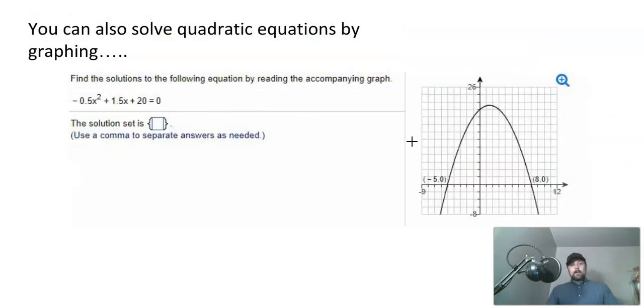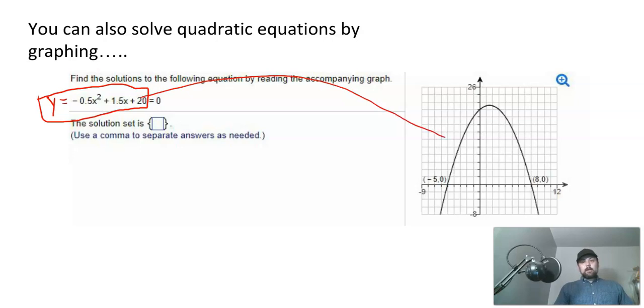But here, they've kind of done all the work for us. They've given us an equation, negative 0.5, which is just 1/2, x squared plus 1.5x plus 20 equals 0. So it's a quadratic equation. In order to solve this by graphing, what you do is you graph this as y equals whatever that expression is. So we're graphing y equals negative 0.5x squared plus 1.5x plus 20. So that's the graph that you see, and they already did the graph for you using technology.